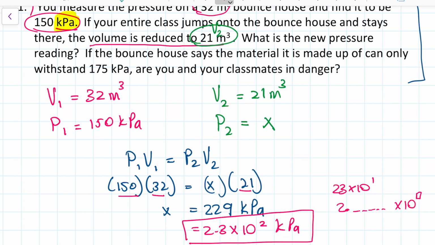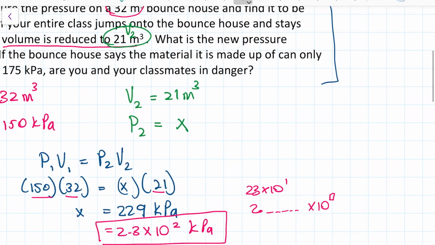So that's problem 1. It says if the material the bounce house is made of can only withstand 175 kilopascals, are you and your classmates in danger? Our solution says 229 with everyone jumping on there, but the instructions say it can only withstand 175. So, oh my goodness, yes, you are in danger. And half of you need to get off, or at least a third of you need to get off. So yes, your classmates are in danger. And plus, they're not social distancing if they're in a bounce house anyway, so double danger.